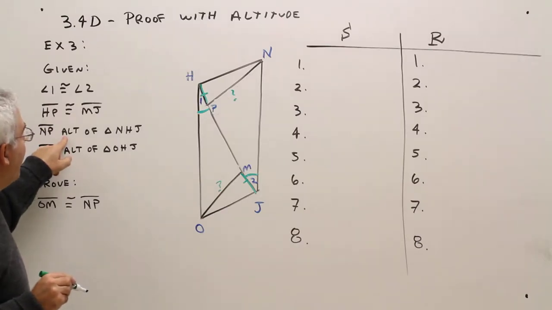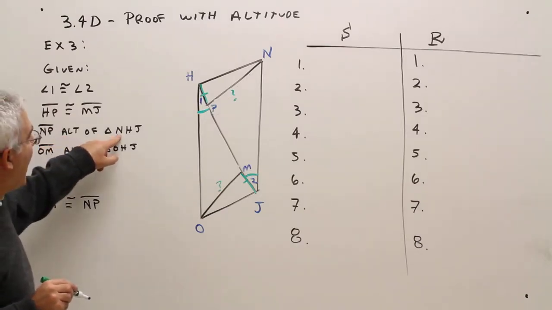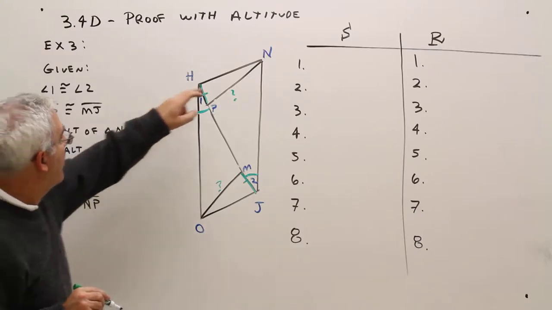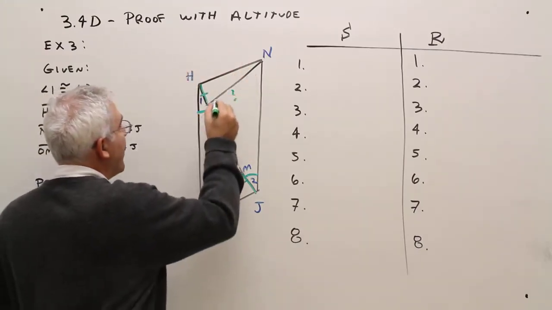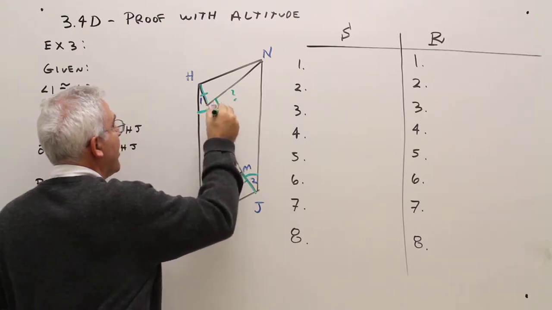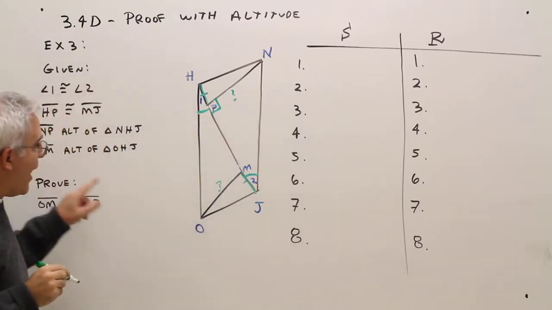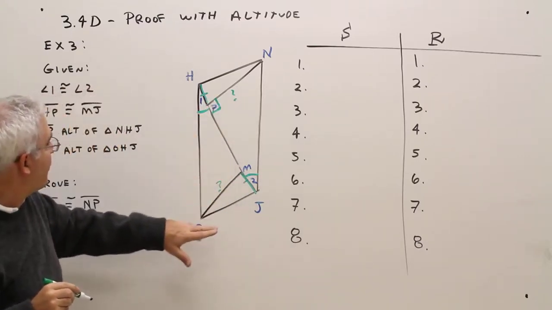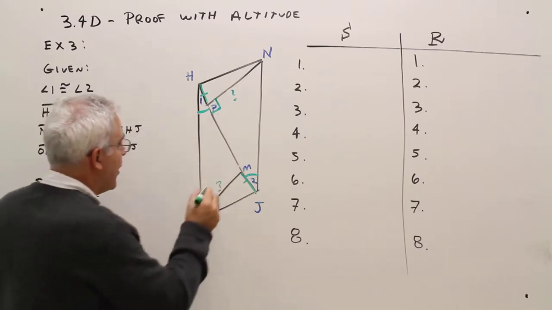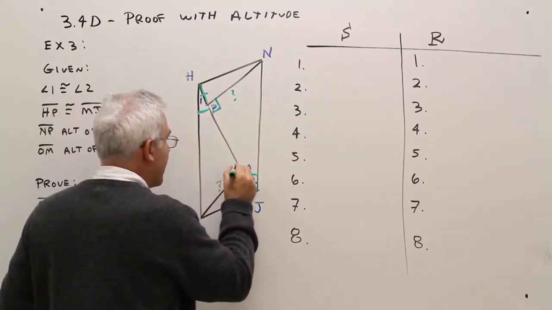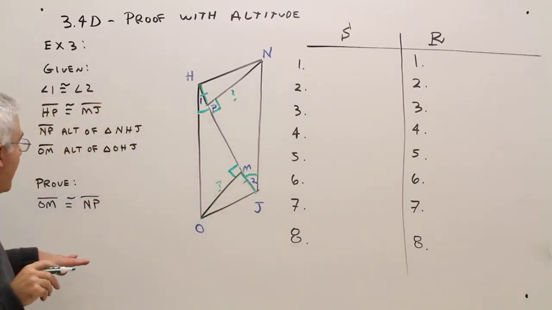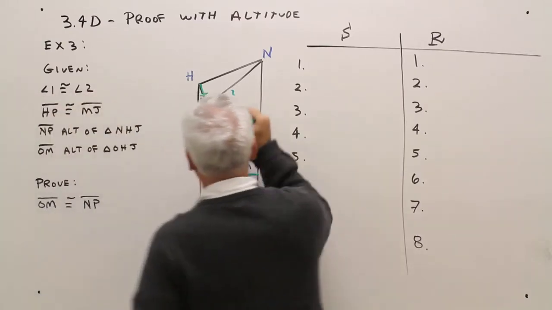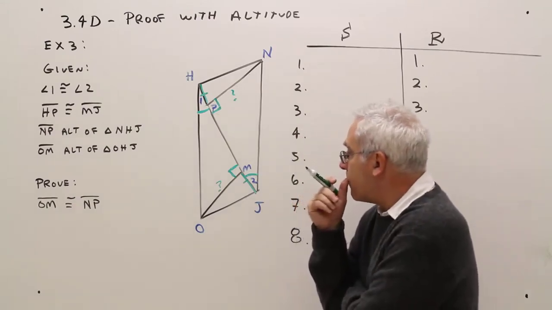NP is an altitude of triangle NHJ, so that means that this is a right angle here. And OM is an altitude of triangle OHJ, which means that this is a right angle right there. Okay. Trying to get these question marks to be congruent.